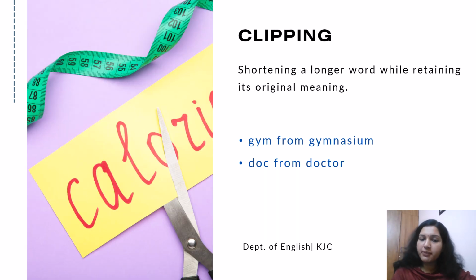The next word formation method is clipping. Clipping is where we shorten a longer word while retaining its original meaning. For example, gym. We hardly say gymnasium. We prefer to say gym, or we prefer to say ad instead of advertisement. Clipping is another commonly used word formation technique. We rarely recognize this as a word formation technique, but we use it in day-to-day scenarios.